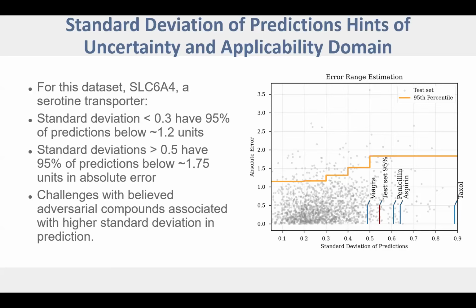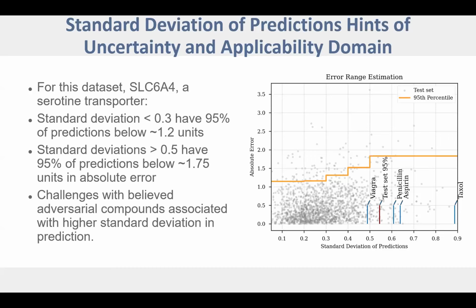Another way to look at it could be to challenge the model. Now we know the domain here, it's a serotonin transporter. So I took a couple of famous drugs and tried to see what the model says about this. And the model is a regression model. It says only seen active.